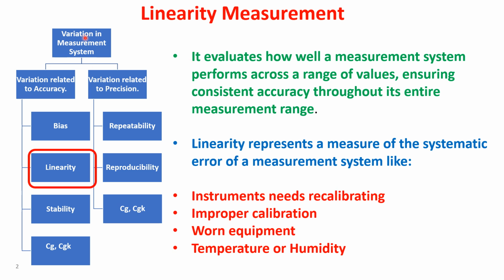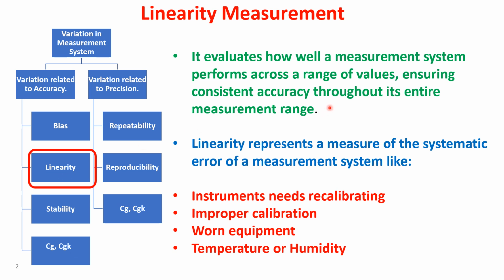Let us start with the variation in the measurement system. First is related to accuracy, second is related to precision. Precision related variation can be studied by repeatability, reproducibility, CG/CGK. Variation related to accuracy can be studied by bias, linearity, stability, CG/CGK. So in this video, we are going to see linearity.